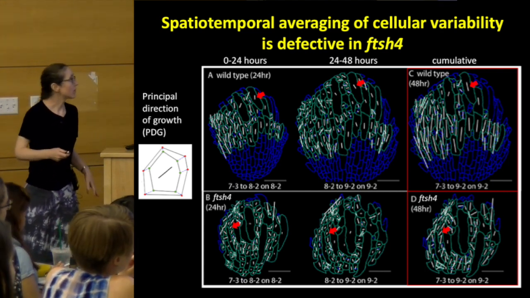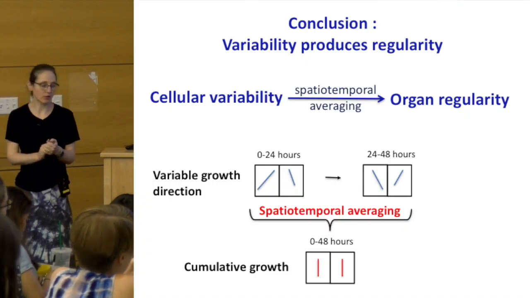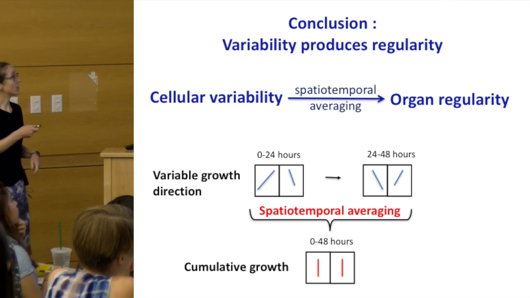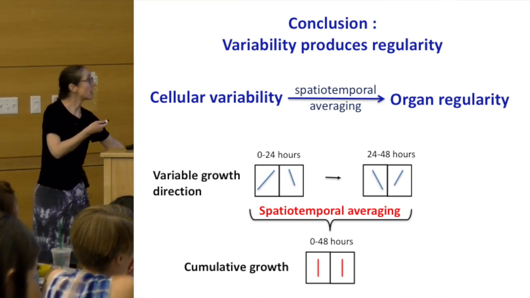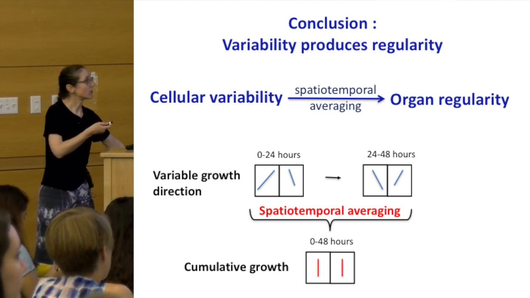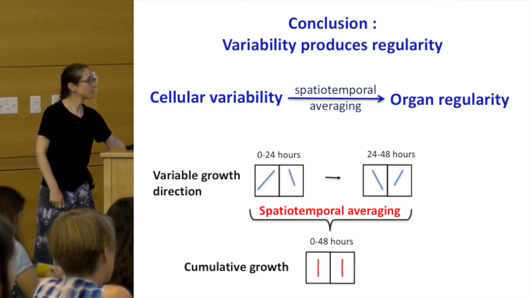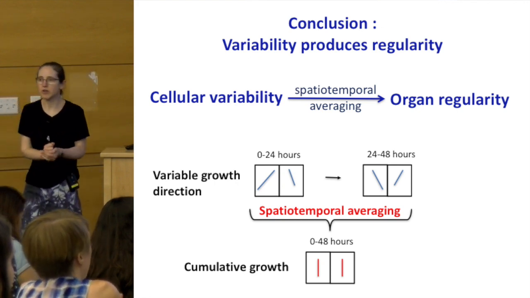OK, so our conclusion is actually that this variability is producing regularity. So we've got cellular variability undergoing spatial temporal averaging to give us organ regularity. If we have these two cells, in the first time interval and the second time interval, they're growing in different directions, and that averages to give us the cumulative growth that's perfectly normal. OK, so that's awesome. We figured out what's going on.